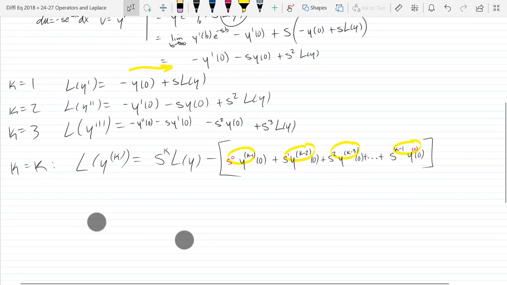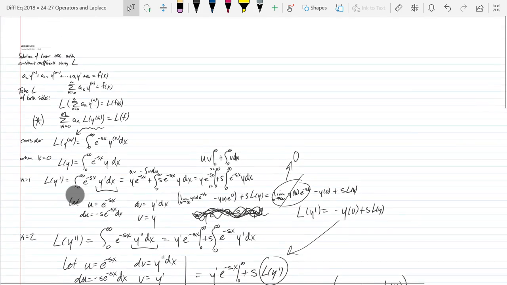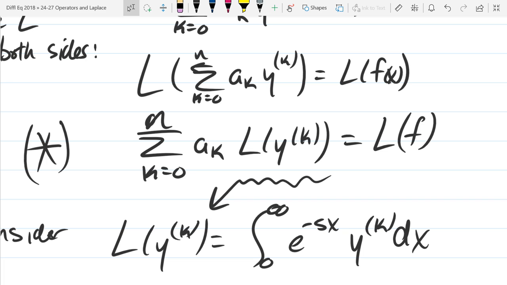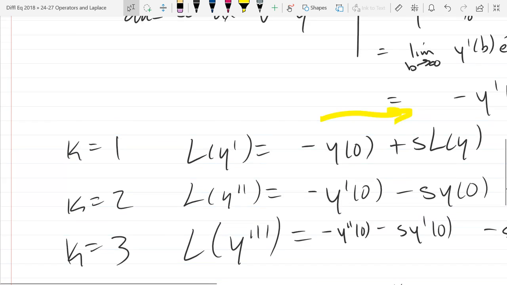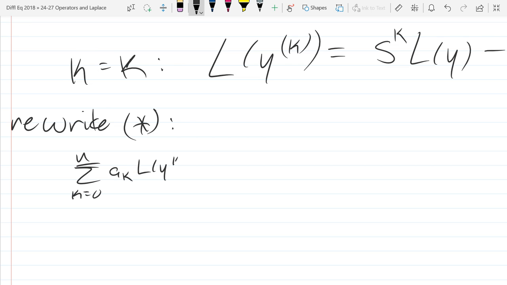All right, so this is L of y to the k. We're going to rewrite whatever I put an asterisk next to, which I think is right here. So I'm going to rewrite this using what we just wrote down. Basically what we did was you figured that guy out, so I'm going to take what we just wrote down and put it in for that. So it was the summation k equals 0 to n, a k L of y k derivative, equals L of f. What we're going to do is now swap out L of y k derivative.